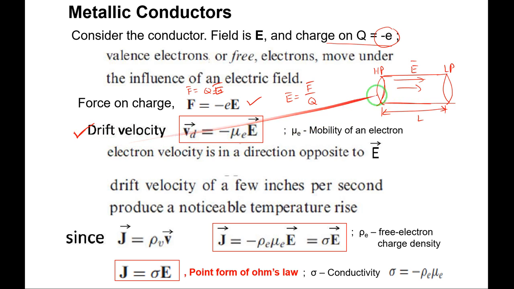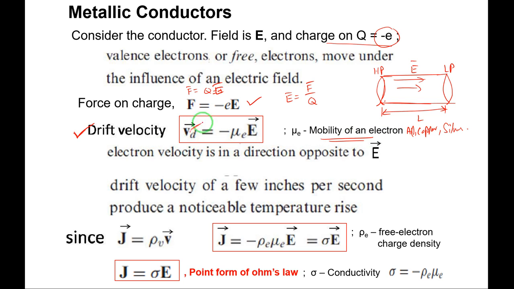That common average velocity of the electrons in the metallic conductors, we call it drift velocity, and it is given by Vd vector equals minus mu e into E vector. So what is this mu e? Mobility of electrons. The mobility of the electron is constant and it depends on whether it is aluminum or copper or silver, right? So the mobility of the electrons will change based on the material. The mobility in aluminum is different, in copper it is different, in silver it is different, right?